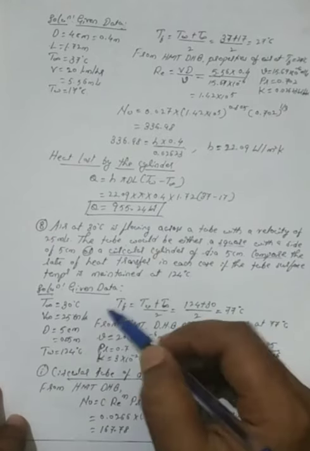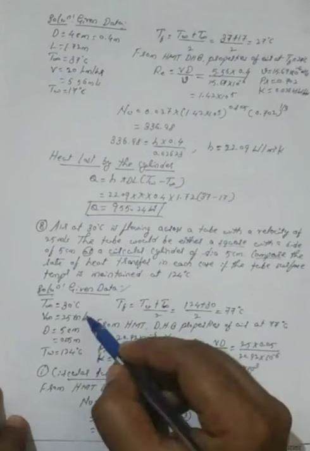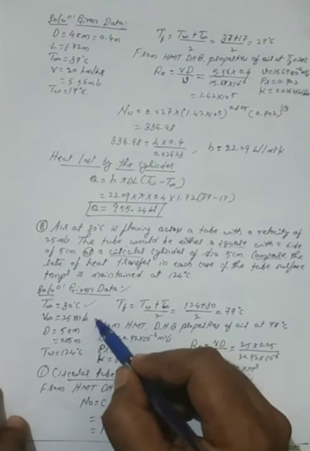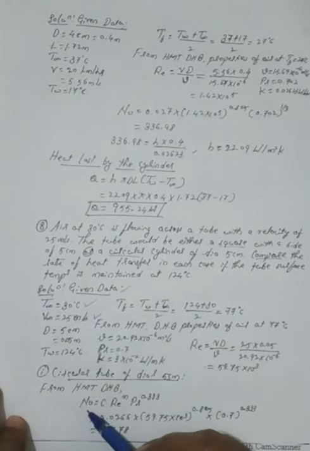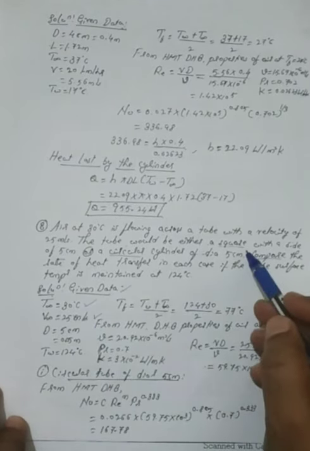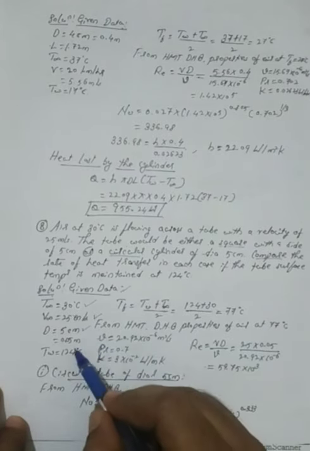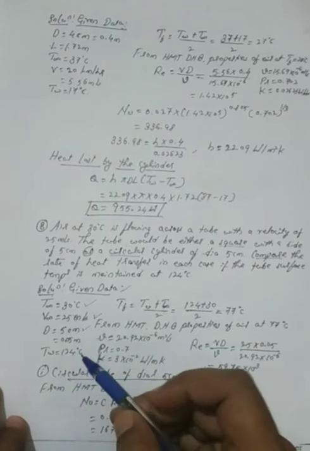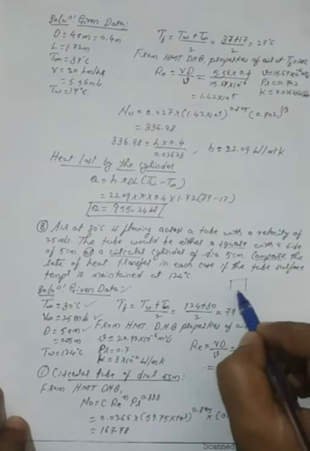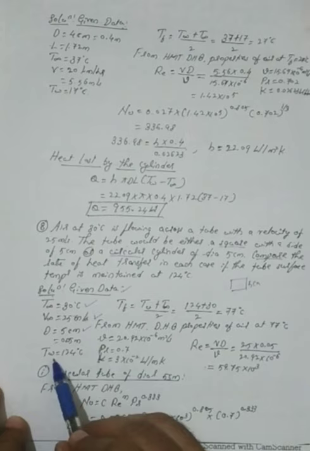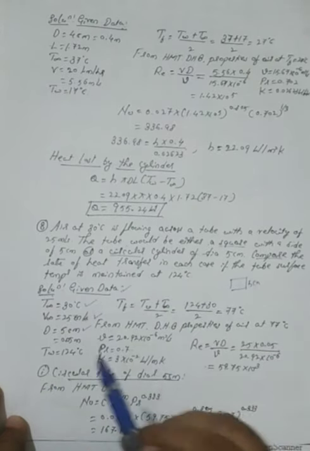If I see the given data, he has given T infinity which is 30 degrees Celsius, and velocity which is 25 meter per second. He has given both the diameters: for the circular pipe, its diameter is 5 cm, nothing but 0.05 meter, and for the square plate, a side of 5 cm. And also he has given TW, that is 124 degrees Celsius.